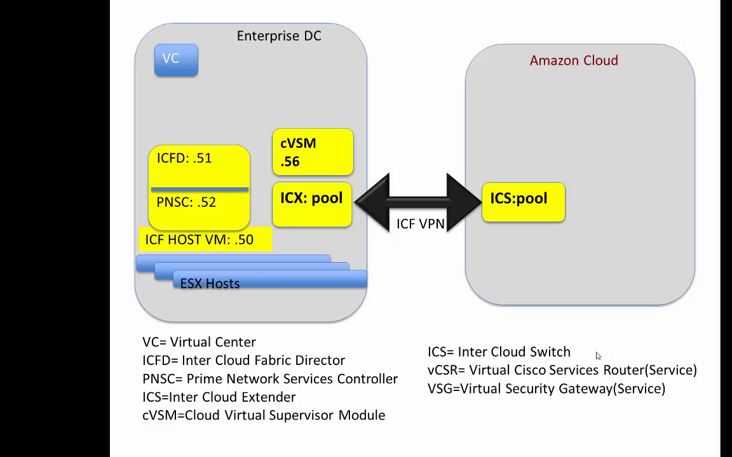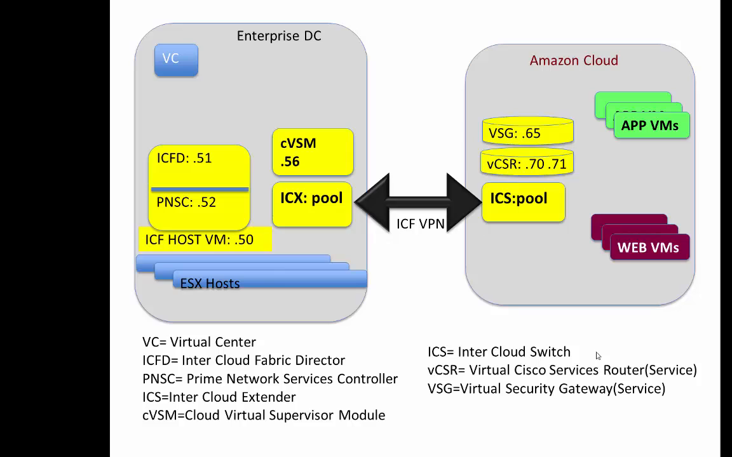On the other side, on the Amazon cloud, it is going to deploy an ICS, Inter-Cloud Switch, which is a VM. I described the requirements of that VM in the previous session. And later, not in this session, we'll deploy these VMs on the cloud, and also deploy the VSG, which is the firewall, and the VCSR for Amazon.